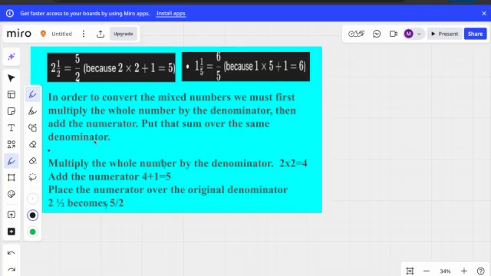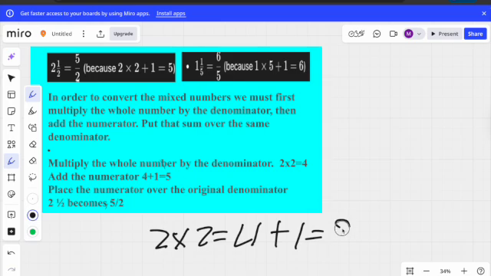Take a look at that 2 1/2. We're going to go ahead and do 2 times 2 equals 4, plus 1 equals 5. We're then going to place it over the denominator, giving us 5 over 2.